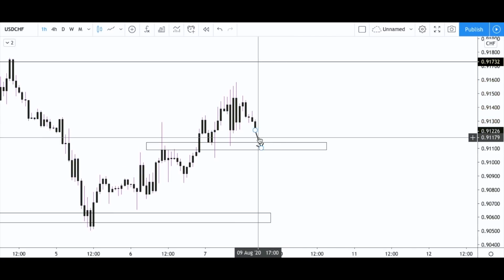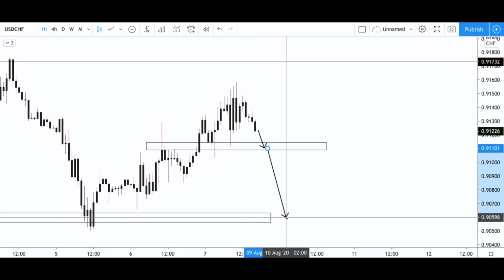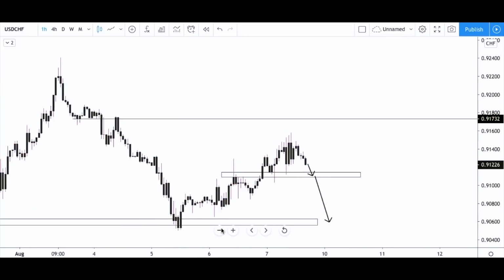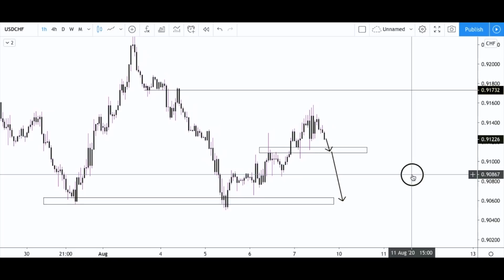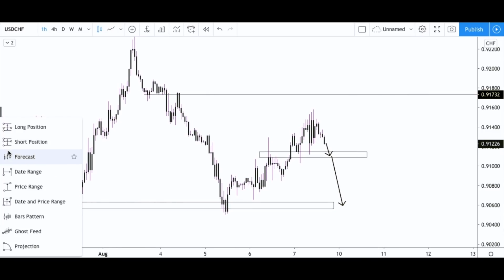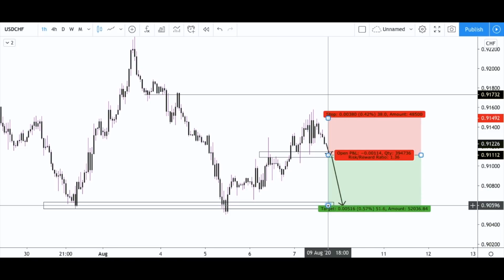However, if price breaks this level, we would then look for a short position back towards the downside, and we're targeting this nice level of support which price previously formed a double bottom formation. So either way, we'll be prepared to take a trade on USDCHF.